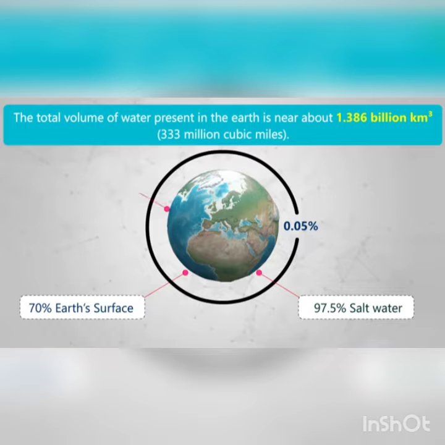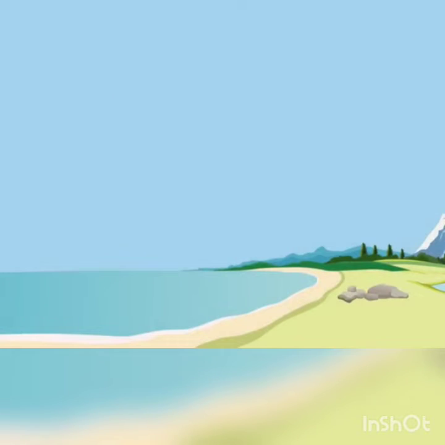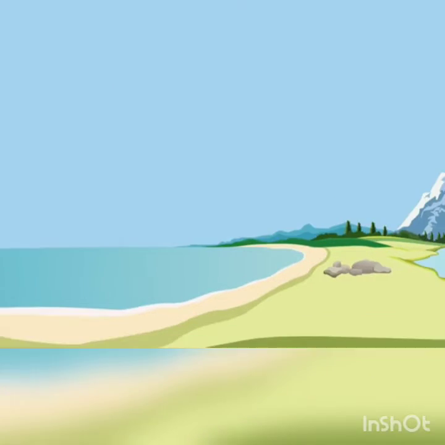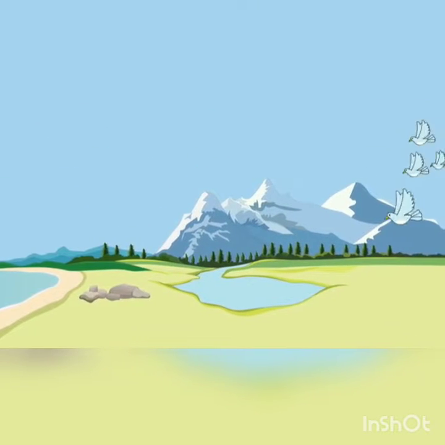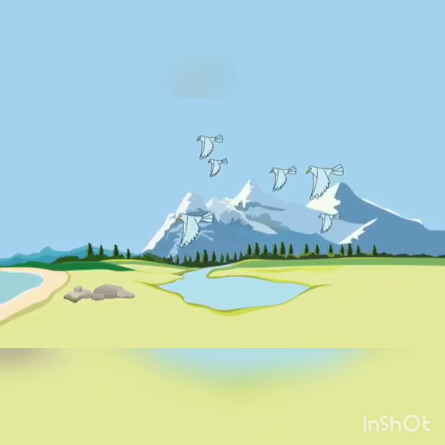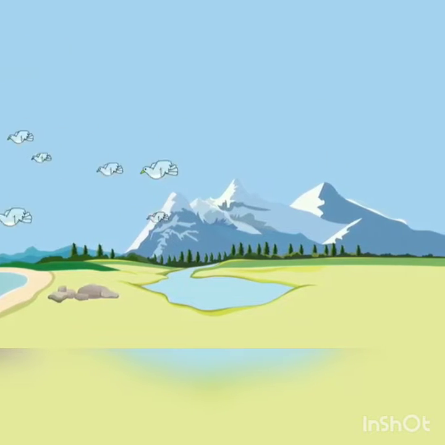97.5% is salt water, and 2.5% is fresh water. Only 0.03% of fresh water is present as a liquid form in the earth. It provides life, eases out heat, drains harmful substances, and mediates many day-to-day works.